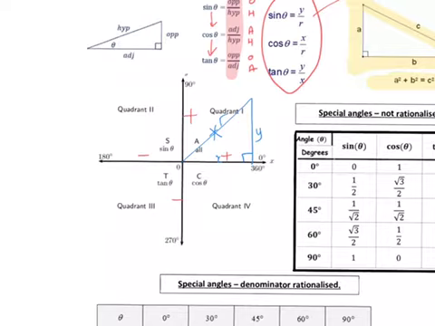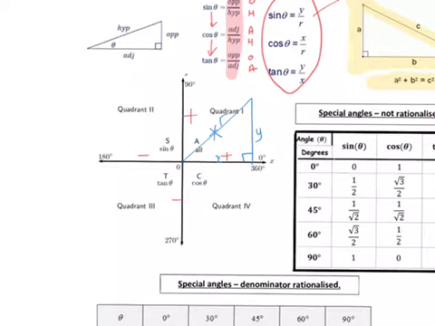But as soon as we go into quadrant 2, my x's are negative, my y's are positive. So any vertical is positive, but any horizontal is negative. My hypotenuse is always positive. So if we were to go opposite over hypotenuse for sine, we're going to get positive over positive.